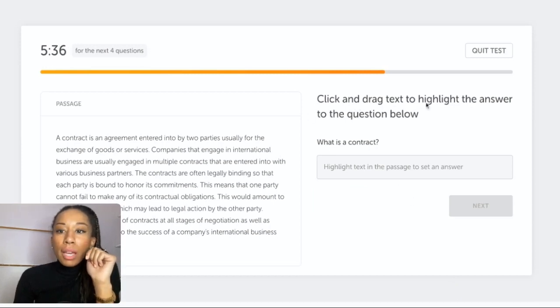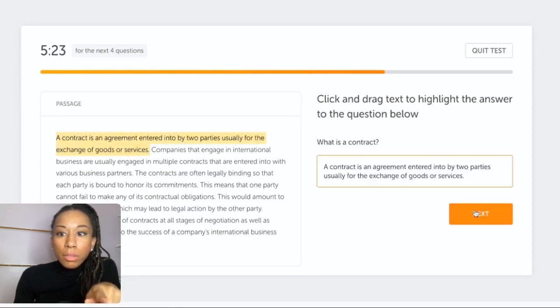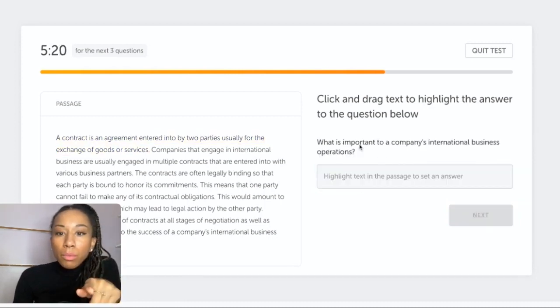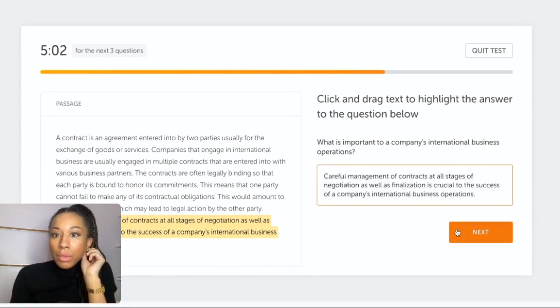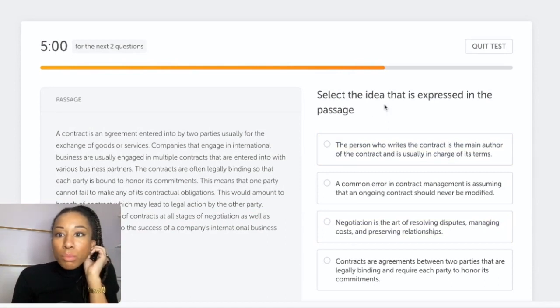Okay, click and drag text to highlight the answer to the question below. What is a contract? A contract is an agreement entered into by two parties for the exchange of goods and services. Okay. What is important to a company's international business operations? Careful. Oh, here we go. Careful management of contracts at all stages of negotiation as well as finalization is crucial to the success of a company's international business operations.